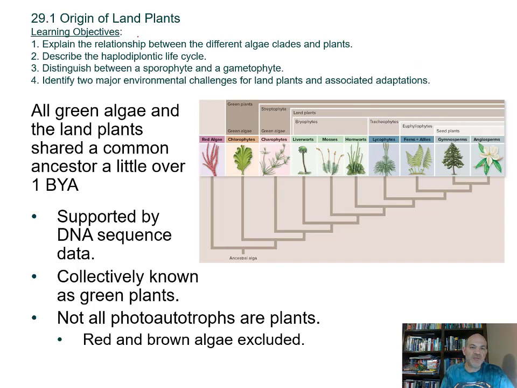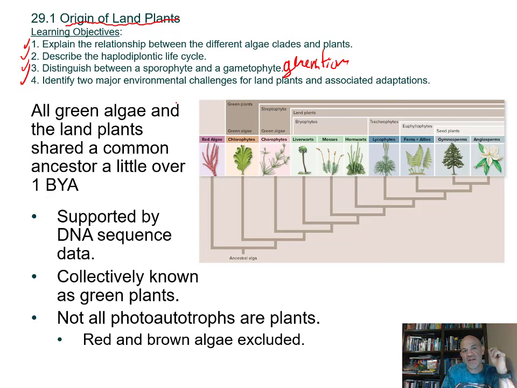So looking at section 1, which is titled The Origin of Land Plants, your learning objectives include to explain the relationship between the different algae clades and plants, and then we want to describe the haplodiplontic life cycle, which we already actually saw with brown algae in the prior chapter on Protists, and then distinguish between the Sporophyte and the Gametophyte, and these are generations. The plant alternates between a diploid and a haploid plant body. We'll see that in a bit in this section.